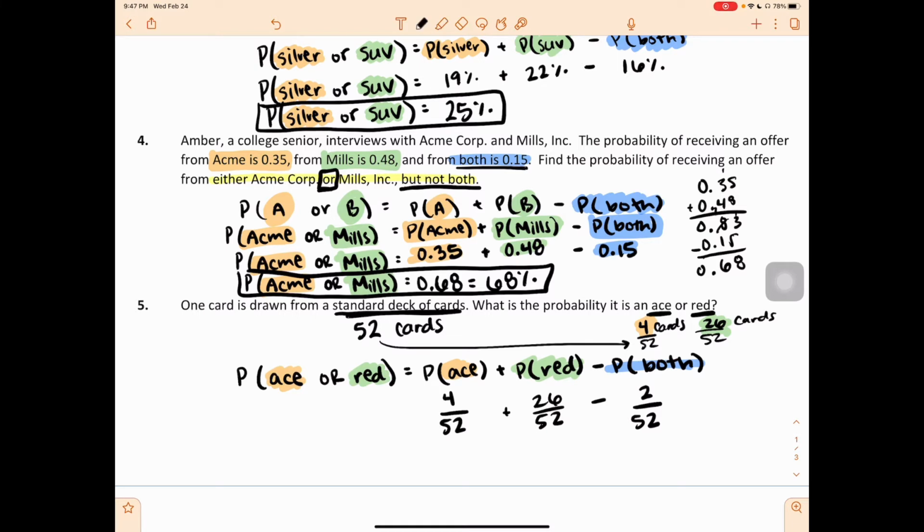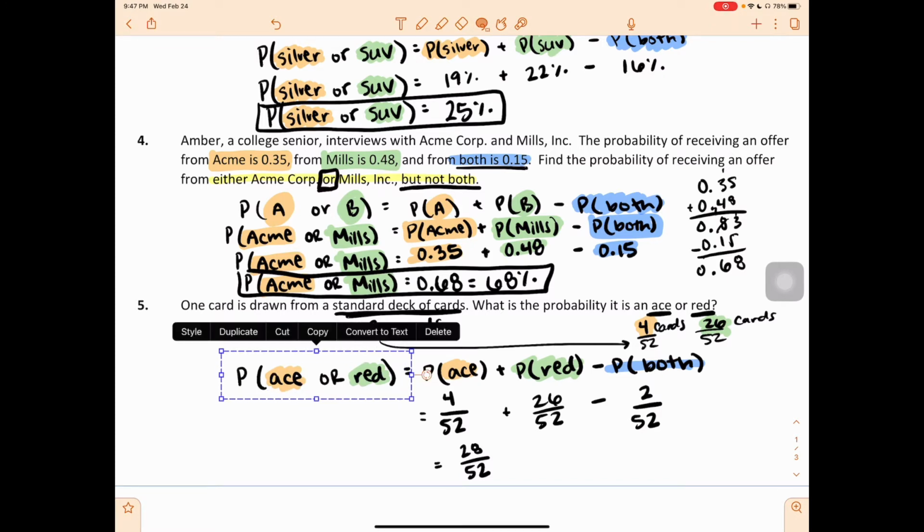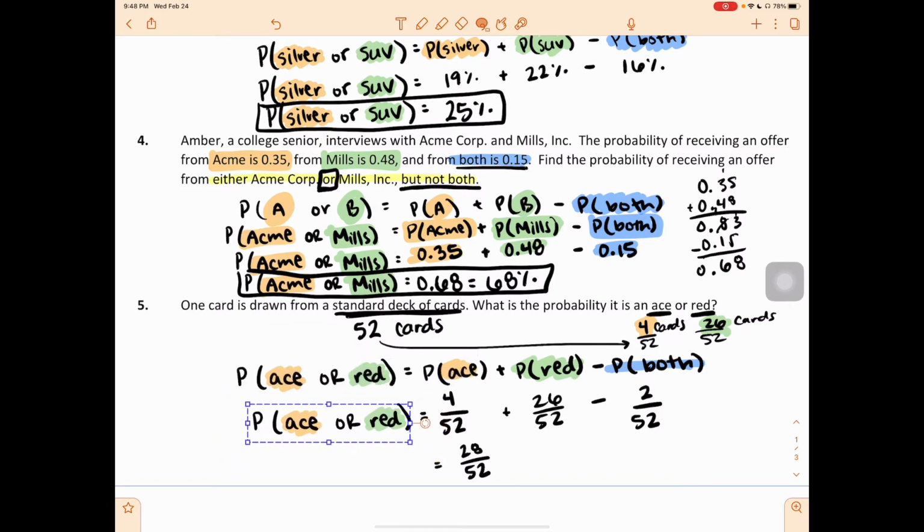All right, so now you have to add that. 4 plus 26 is 30, minus 2 is 28. So our total here is 28 out of 52. That is the probability that we pull either an ace or a red. So obviously the red has a much higher probability, right? The card we pull would probably be a red versus an ace, because there's only 4 out of 52 that would be an ace. But nevertheless, this is the answer to this question. The probability of pulling either an ace or a red card is 28 out of 52.